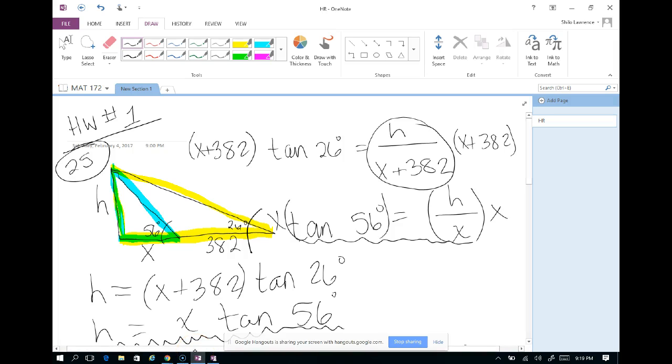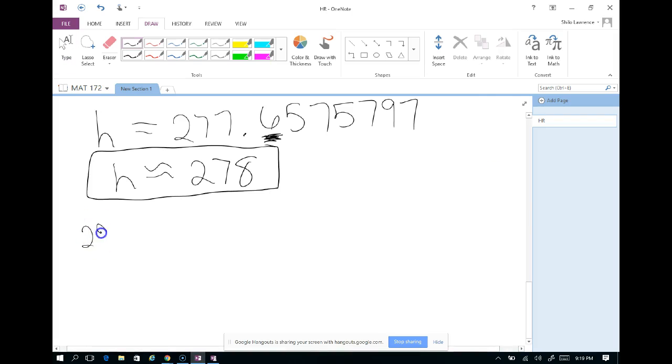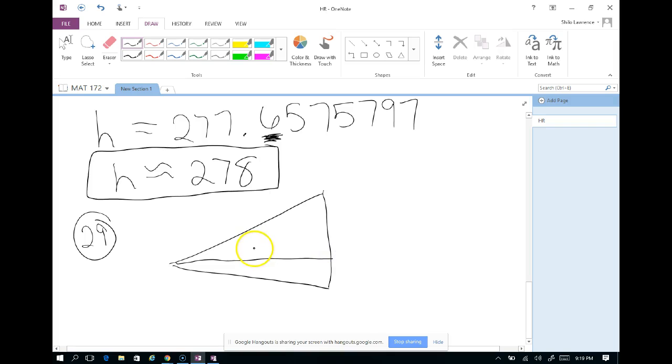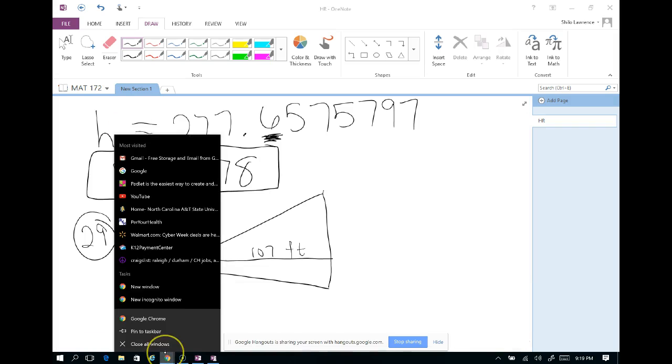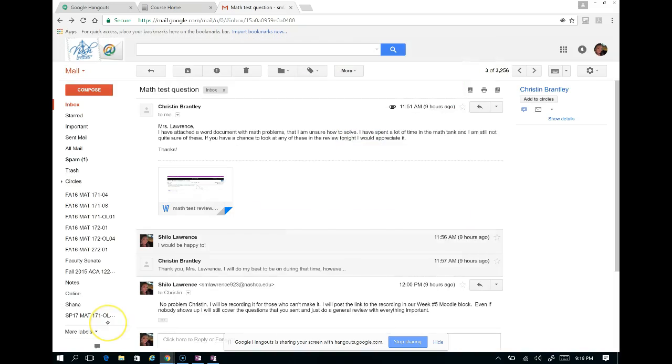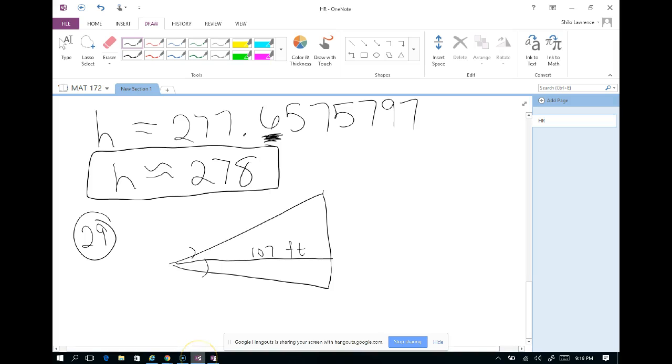So I'm going to go and draw this. This is number 29, still on homework number 1. And this length here, they said, is 107 feet. And we're given those 2 angles separately. One of them is an angle of elevation and the other is an angle of depression. So the angle of elevation is 18.7. Angle of depression is 7.1. So 18.7 and 7.1.